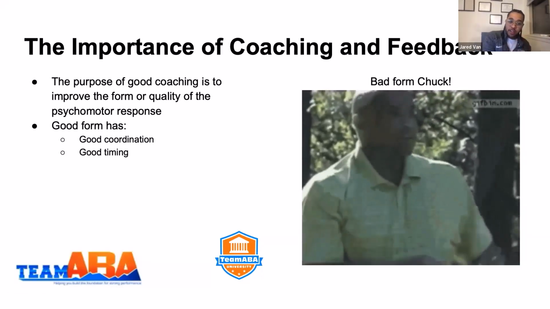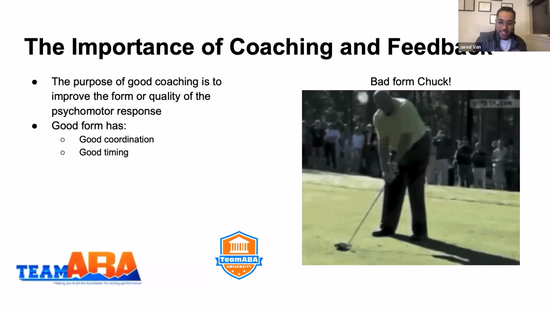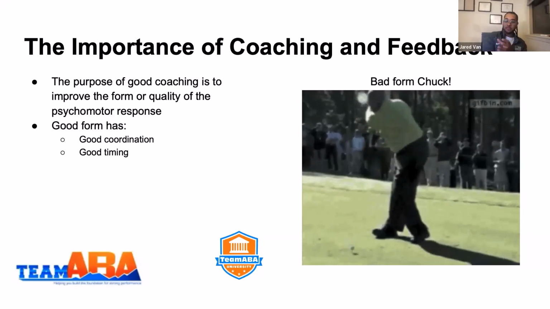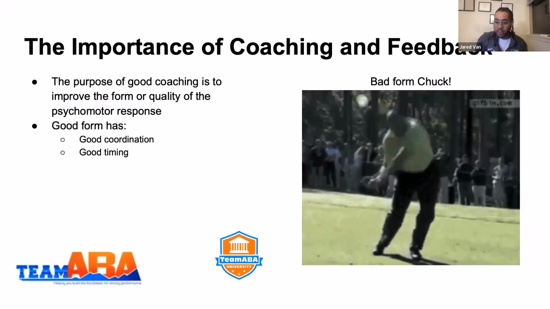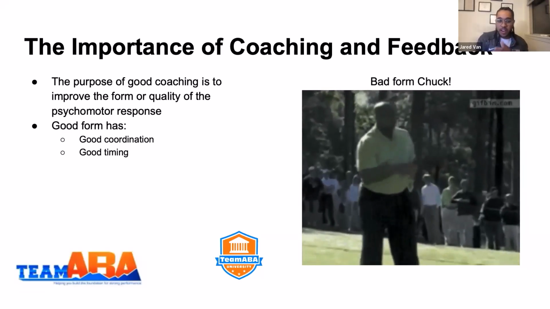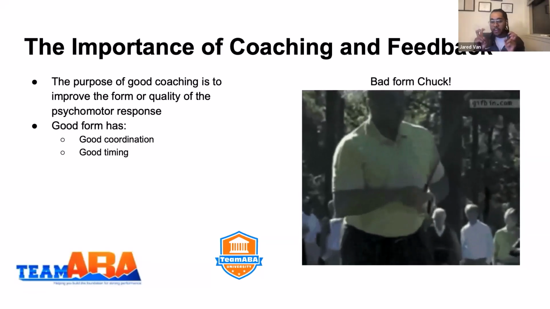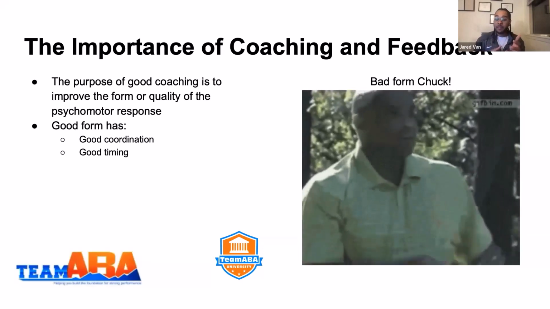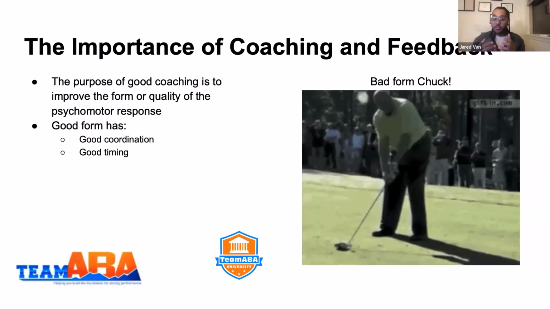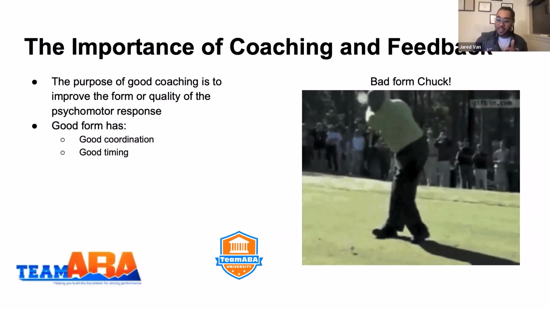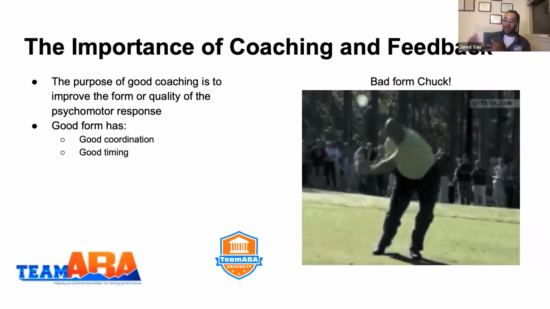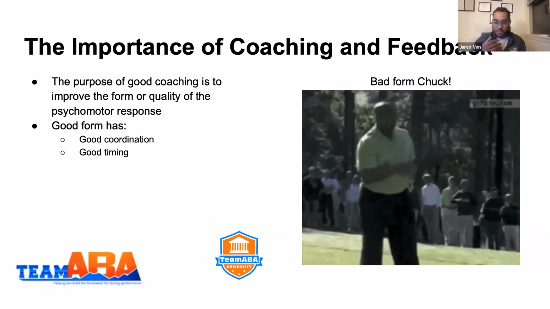Good form is clear when learners display good coordination and timing when performing psychomotor movement. The two require the brain to initiate a smooth sequence of nerve impulses which fire the muscle cells at the right time in the right order. Good form will look smooth and continuous, and clearly Charles Barkley will need more coaching to achieve this.